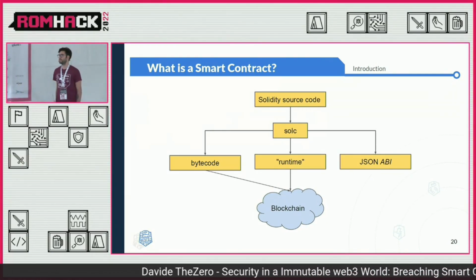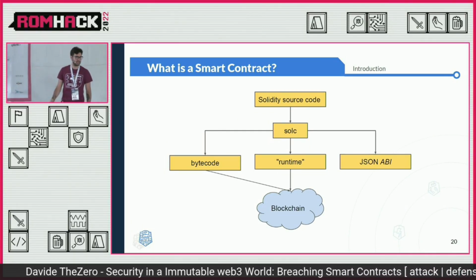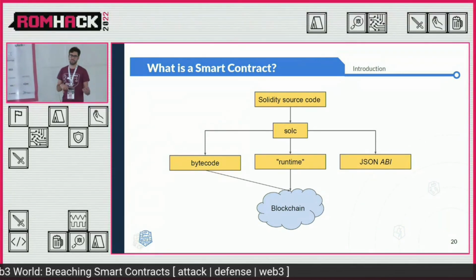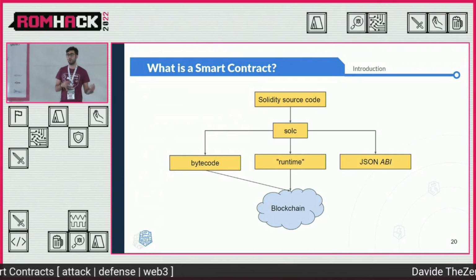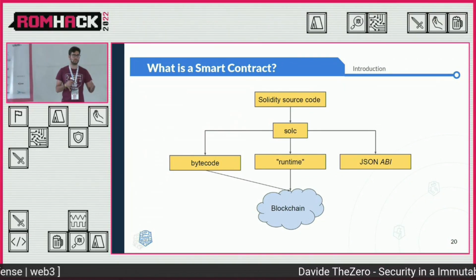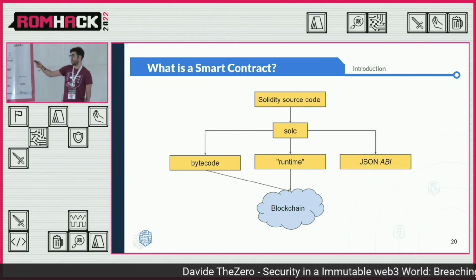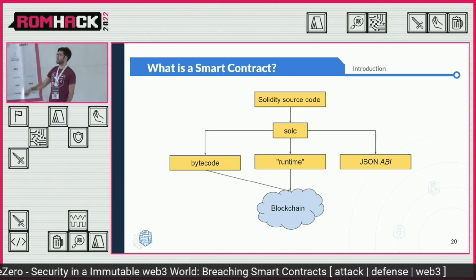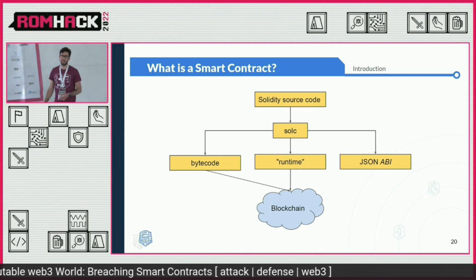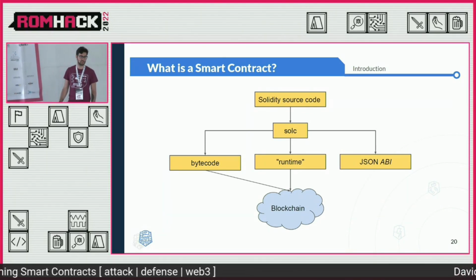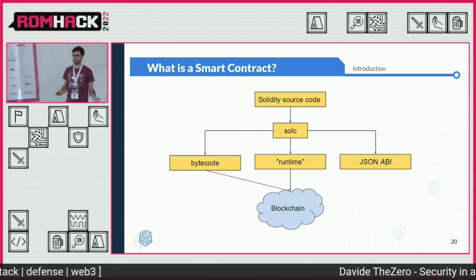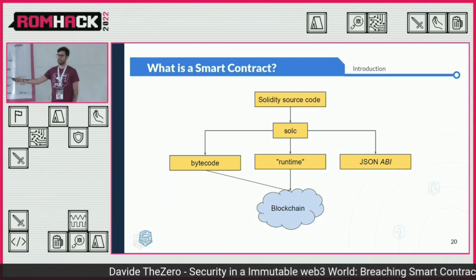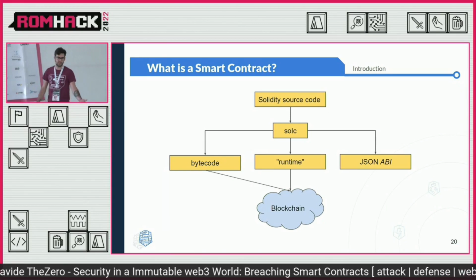So the bytecode on the left of the contract that is executed, and then we have the runtime at the center. That is a special type of bytecode that is executed only once, and it's used to deploy the contract on the blockchain. And in the runtime, we actually have the constructor. And then we have the JSON ABI, that is an application binary interface inside a JSON structure that is used for contract-to-contract interaction. And you can think of that like a Swagger or a WSDL file, or a symbol file if you are into reversing and binary.